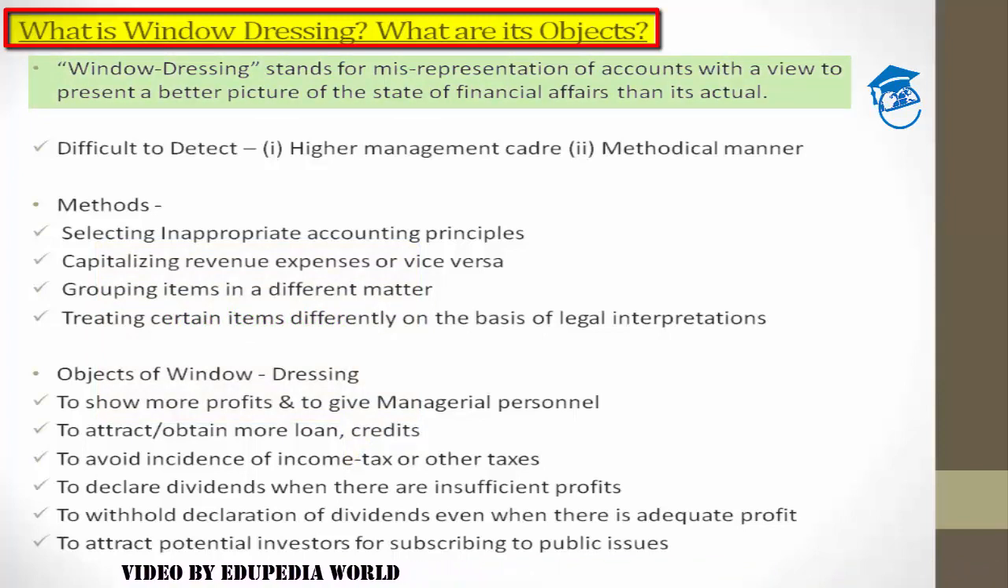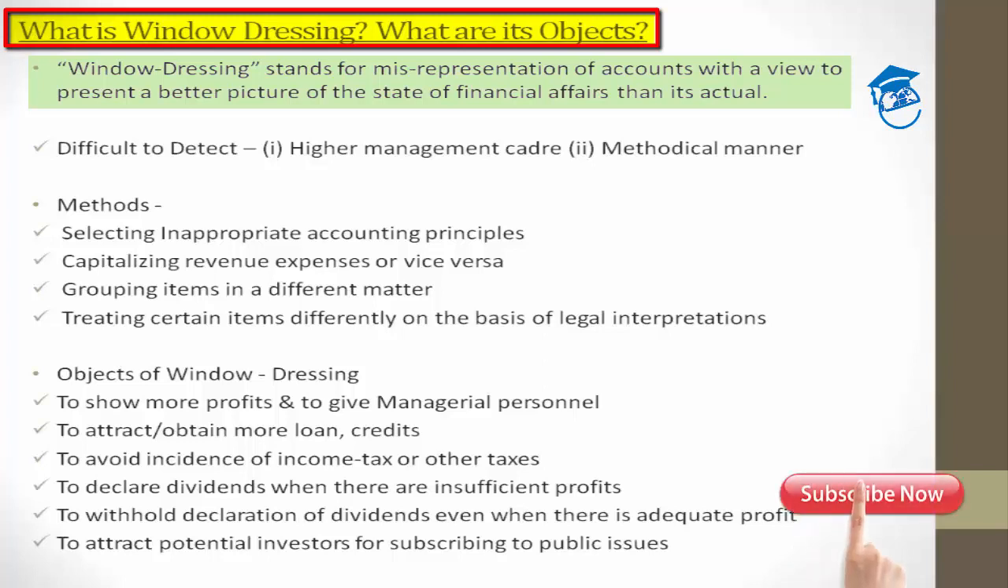Something which is actually not the clear picture, okay, and you are misrepresenting the accounts with a view to provide a better picture of the state of the financial affairs than its actual. Actually, the financial statements are not so good. The financial affairs of the company are in an extremely bad position. However, by window dressing, you simply misrepresent all that accounts with a view to present a better picture so that investors, creditors, banks, financial institutions, all these persons remain happy with you. That is the only reason why window dressing is basically made.